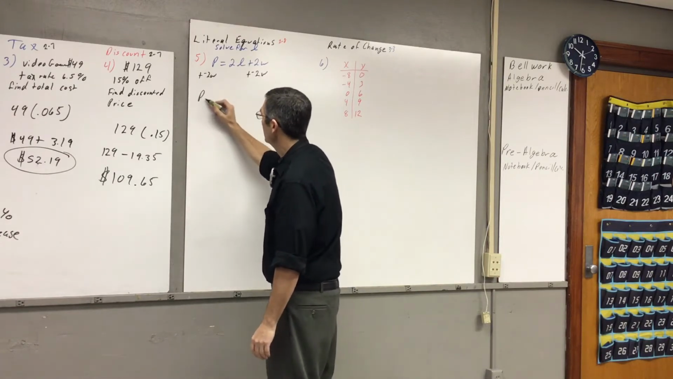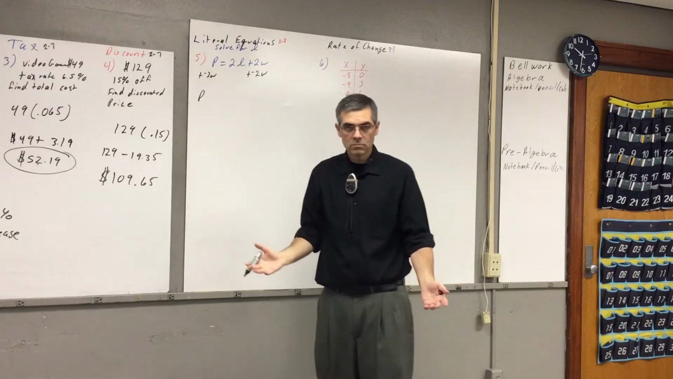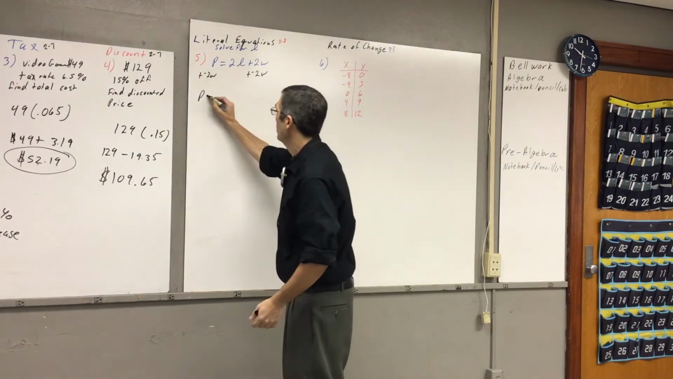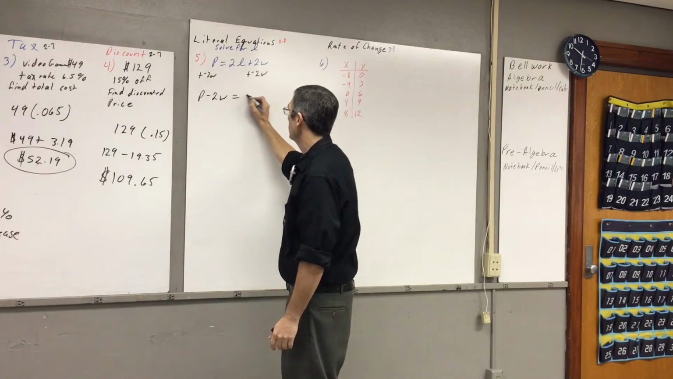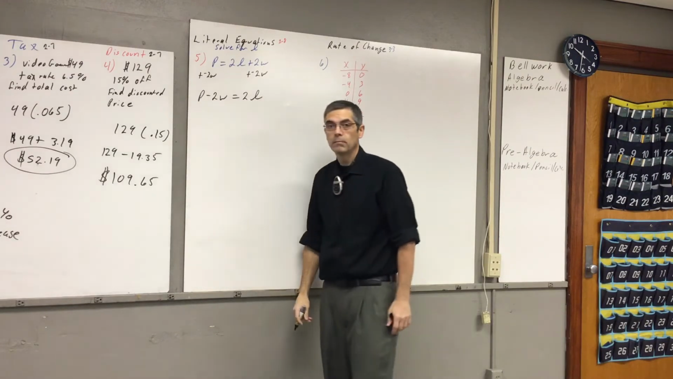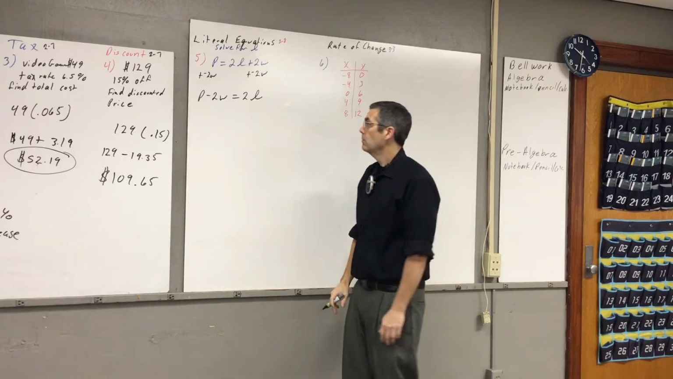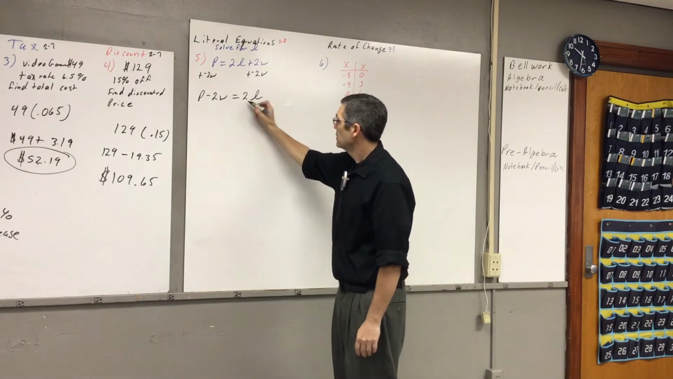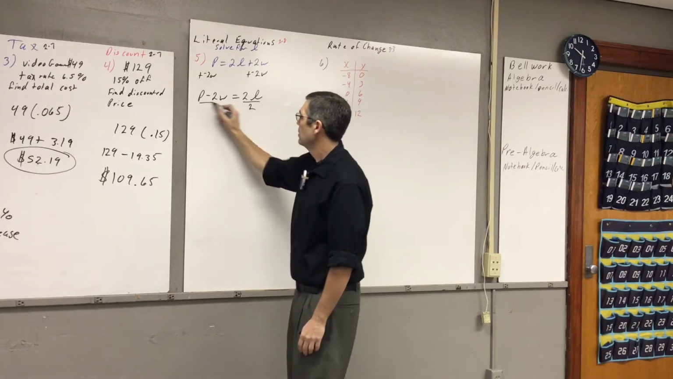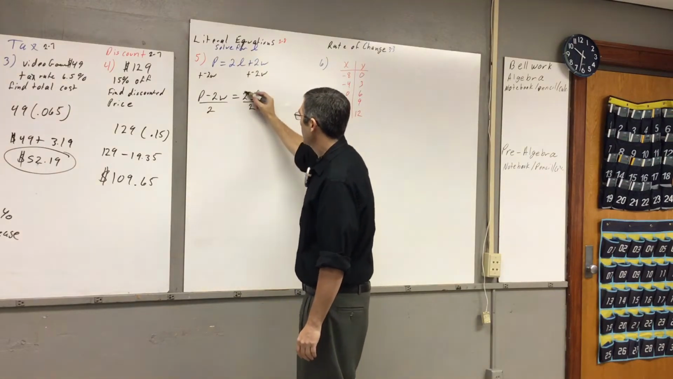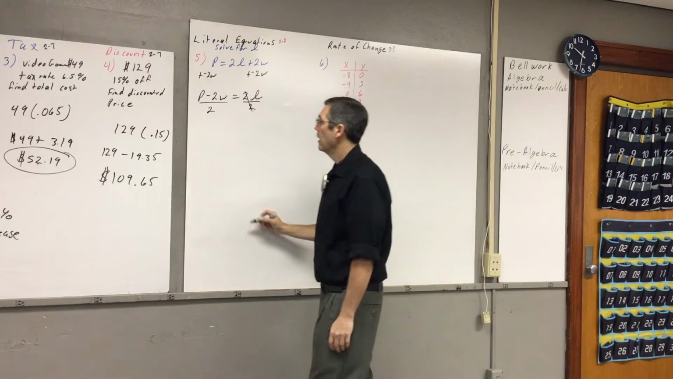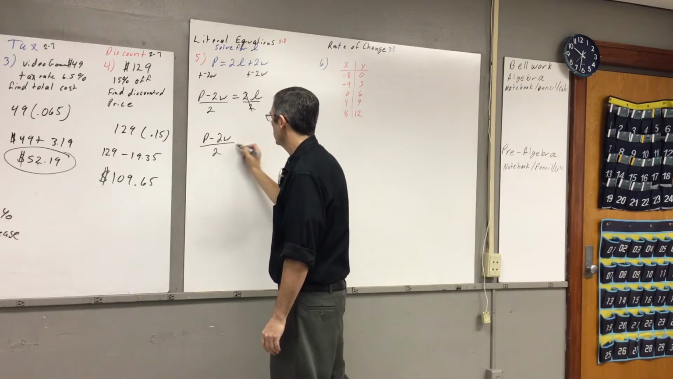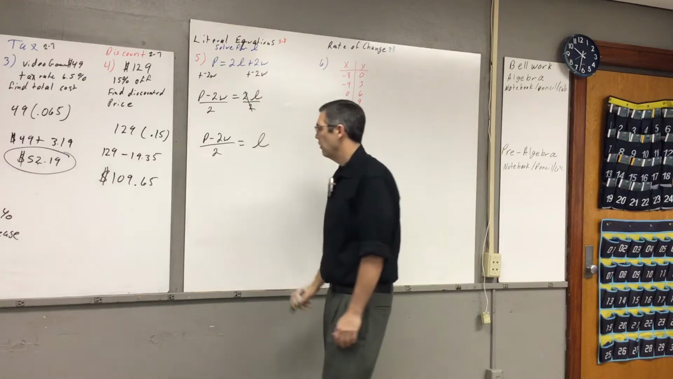So P, and you can write this in either one of two ways. You can do plus negative 2W, or you can do minus 2W equals 2L. So far so good, but I don't have this all by itself. I want to move that. So divide by 2, divide by 2, that cancels that out. And now I have P minus 2W over 2 equals L.